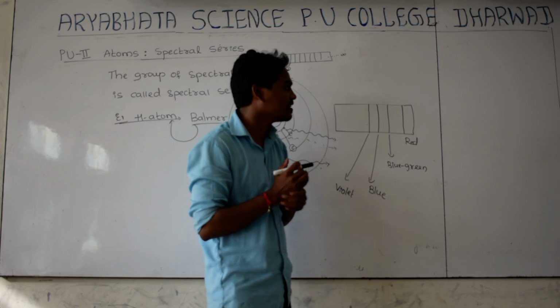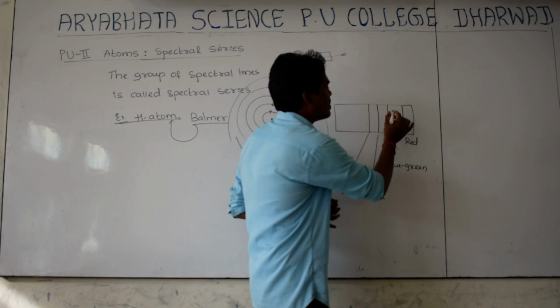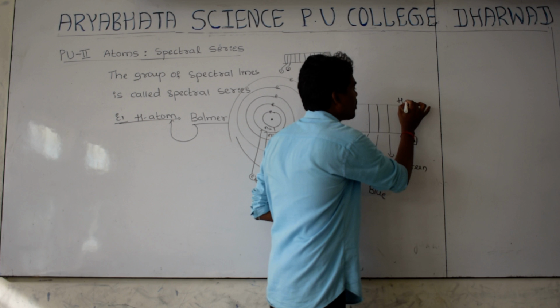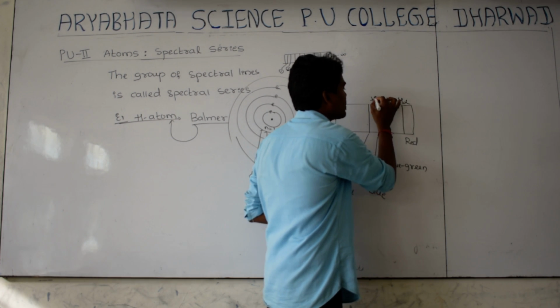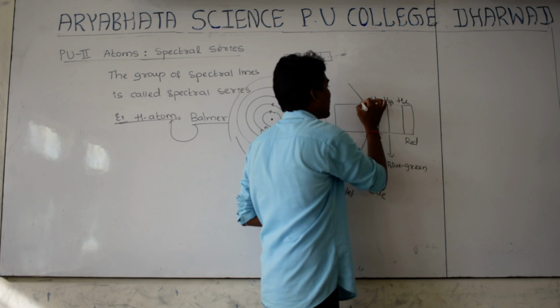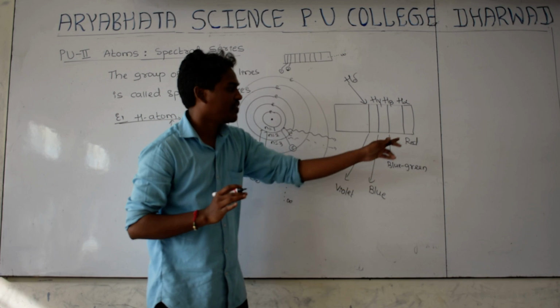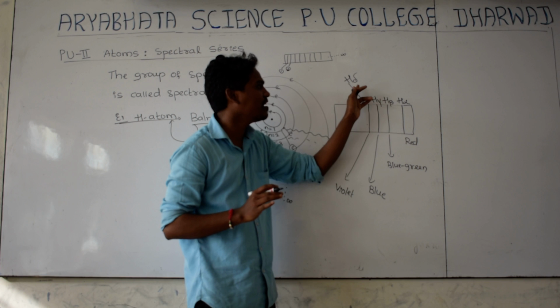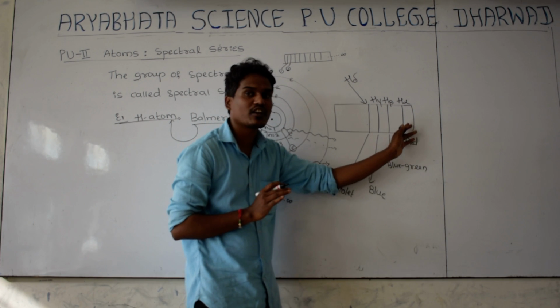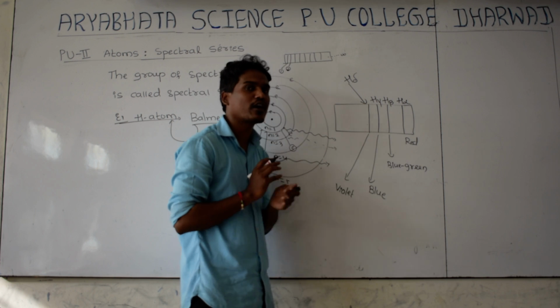And he found out the wavelength of each and every spectral line, and he named this line H alpha, this line H beta, this line H gamma, and this line H delta. He named the first one, the red, H alpha. He gave the names H beta, H gamma, H delta respecting the colors of these spectral lines: red, blue-green, blue and violet.